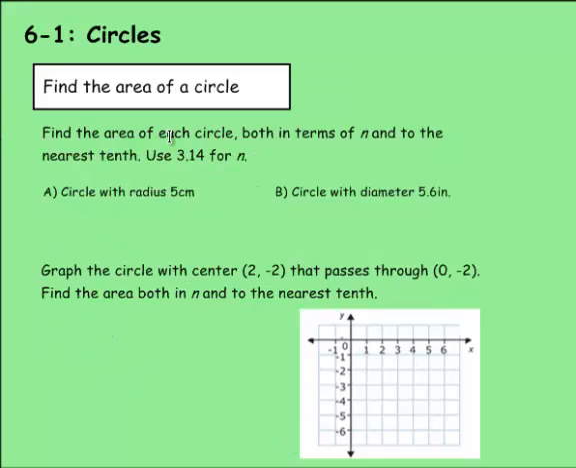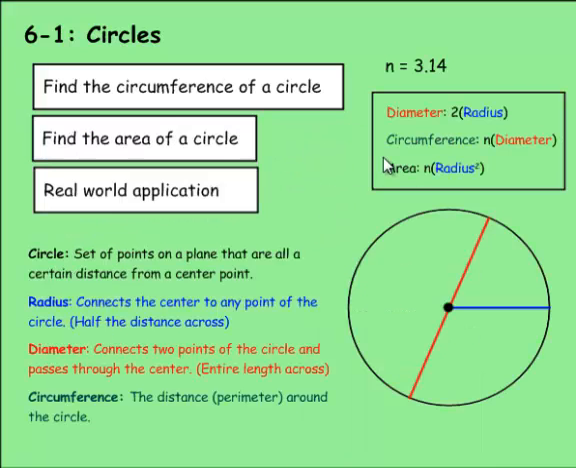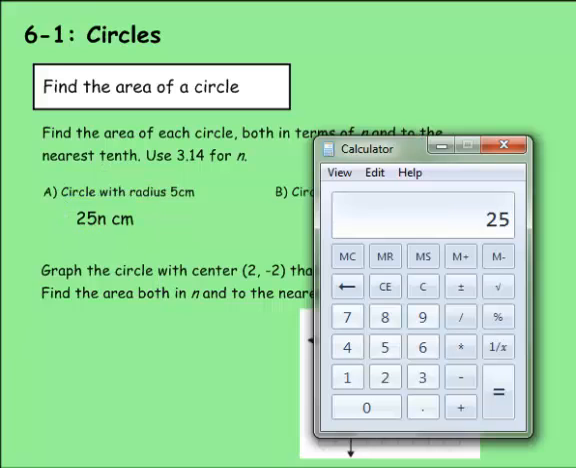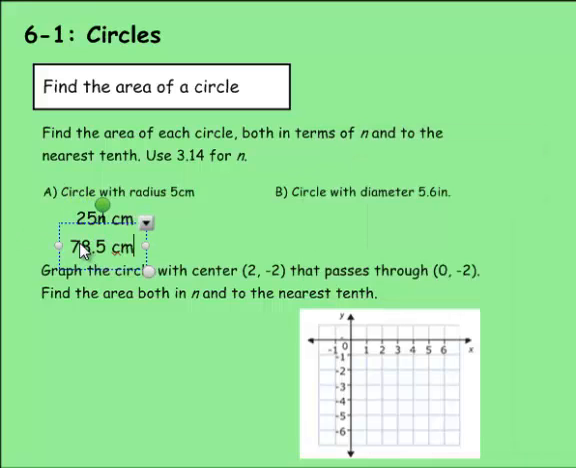Now we need to find the area of each circle, both in terms of pi and to the nearest tenth. Use 3.14 for pi. If we remember our formula here, area is radius squared times pi. So if it gives us the radius here, we can square that and multiply that times pi. Well, I know that 5 squared is 25, so I'd do 25 times pi. And that would be centimeters. So if we do 25 times 3.14, that would be 78.5, and we don't need to round there, centimeters.